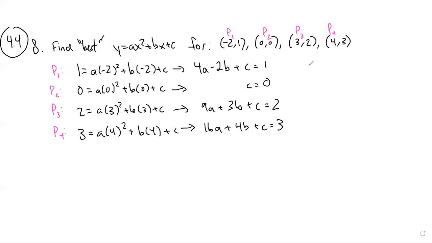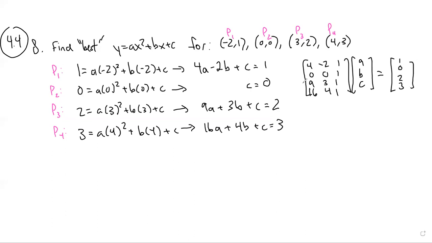So basically what we are solving here is the matrix with rows 4, -2, 1; 0, 0, 1; 9, 3, 1; and 16, 4, 1, times my ABC, which will be my x vector, is equal to 1, 0, 2, and 3. So in the language that we use to solve these systems of equations, this is my A, this is my x vector, and this is my B vector.